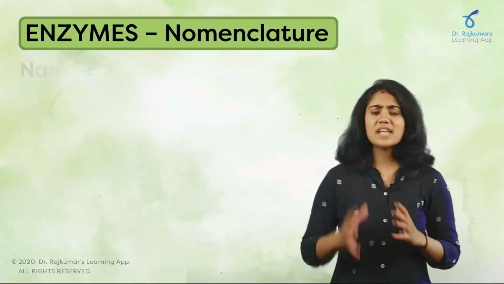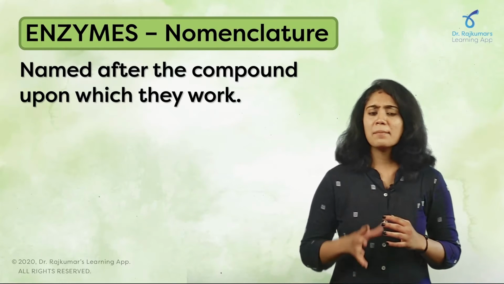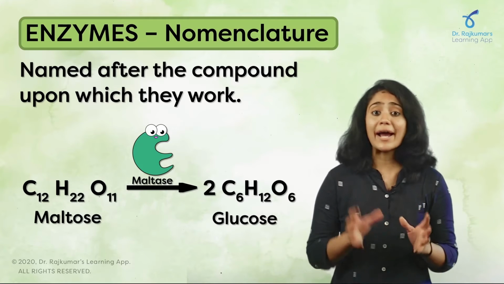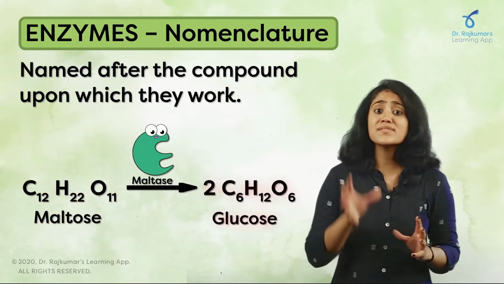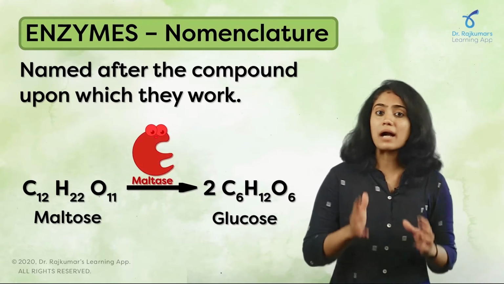The enzymes are generally named after the compounds upon which they work. For example, take this enzyme known as maltase. This enzyme is used in the hydrolysis of maltose, which gives 2 molecules of glucose. Hence, this enzyme is known as maltase.